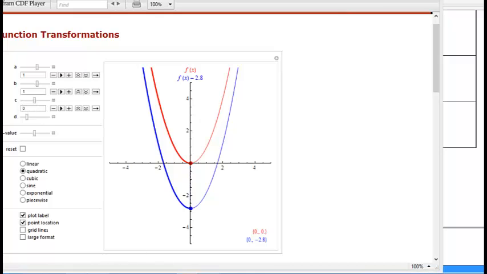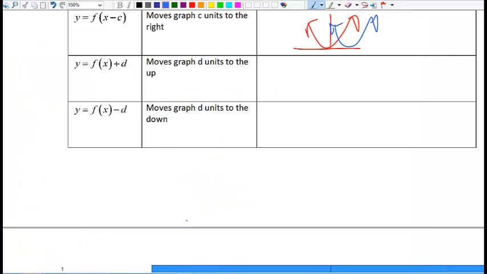Going back over to our note sheet. Okay, what that tells us, and again I'm going to use the red for the parent: if I add a constant, that shifts everything up that unit, and if I subtract, that shifts everything down, and it just changes the y values in the picture.